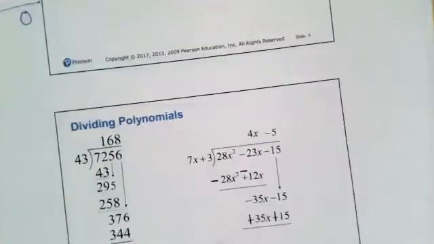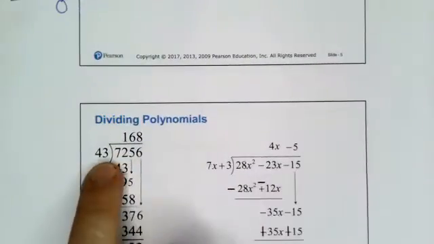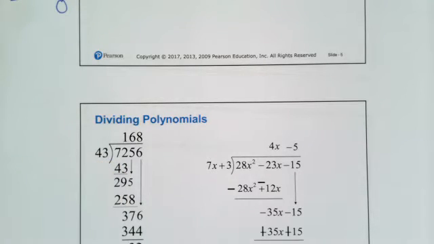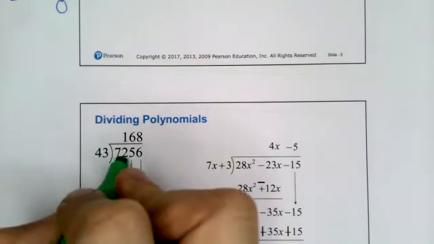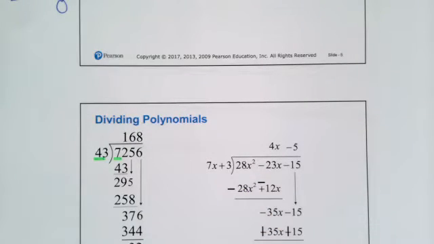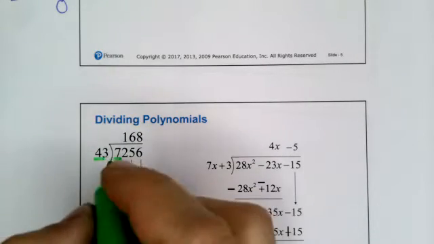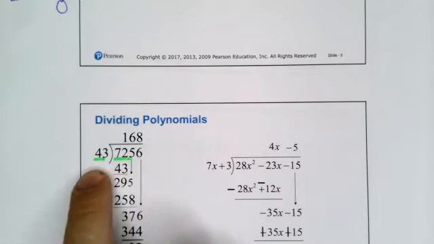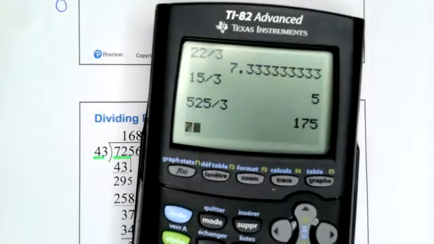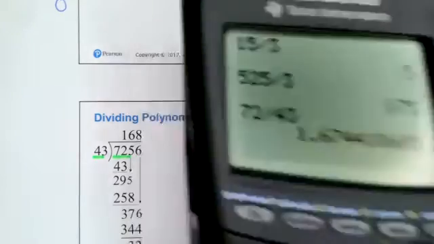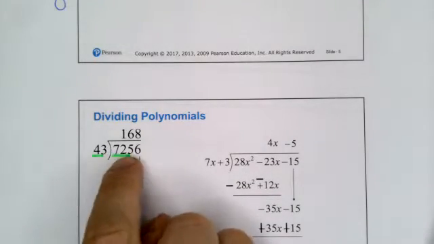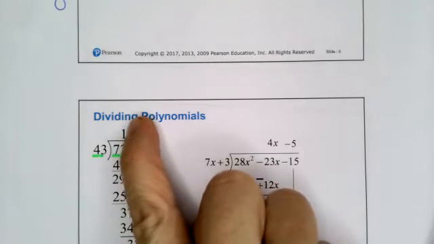So here we are taking 7,256 and dividing it by 43. What we want to do is look at 7 and 43. Well, 43 is obviously not going to go into 7. So we're going to look at 72. If I take 72 and divide it by 43, what do I get? What do I multiply 43 by to get close to 72 without going over? Just the number 1. So 72 divided by 43 is going to be 1.